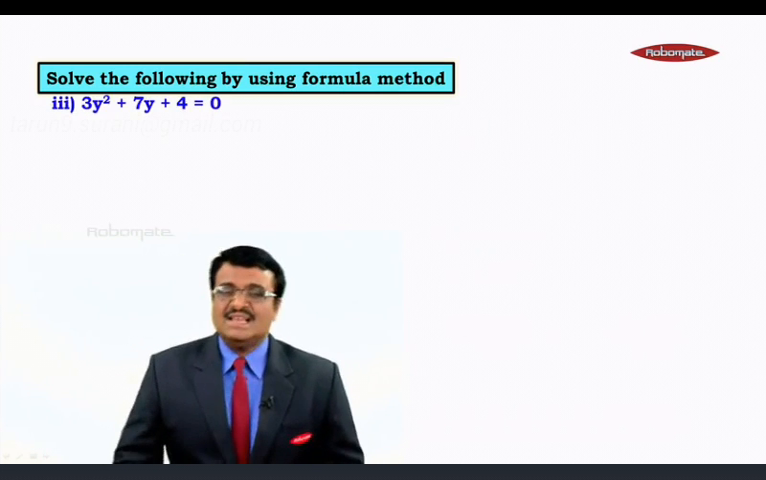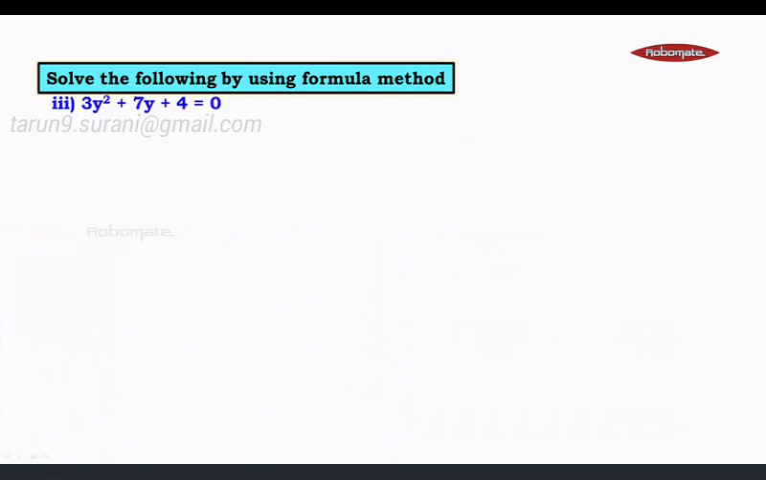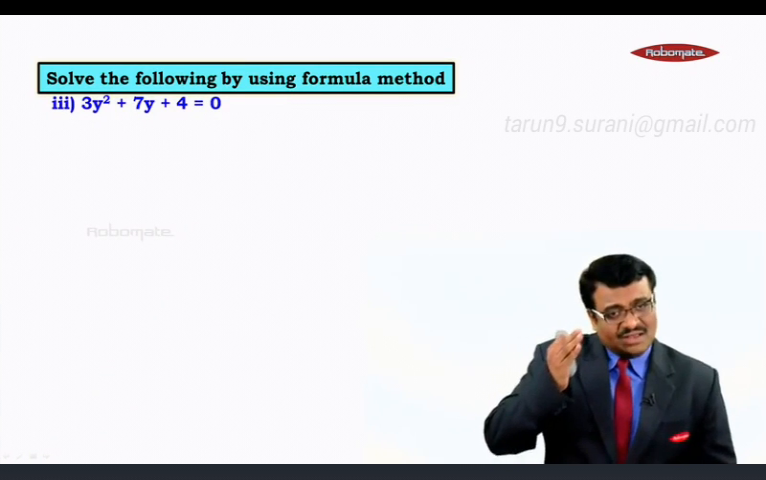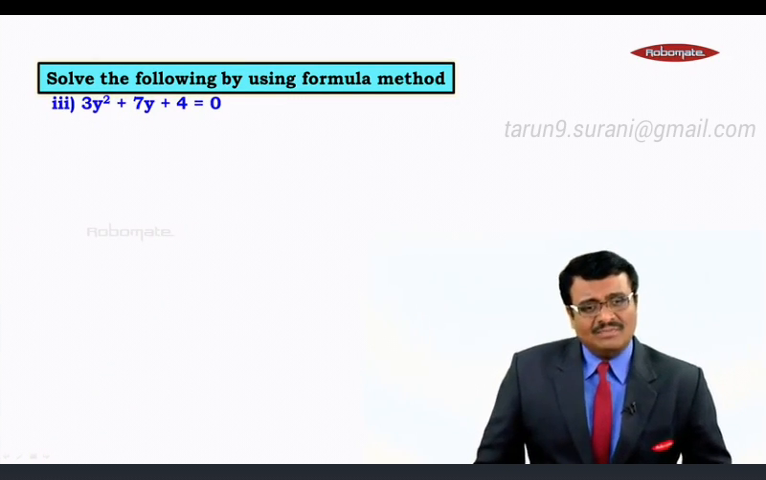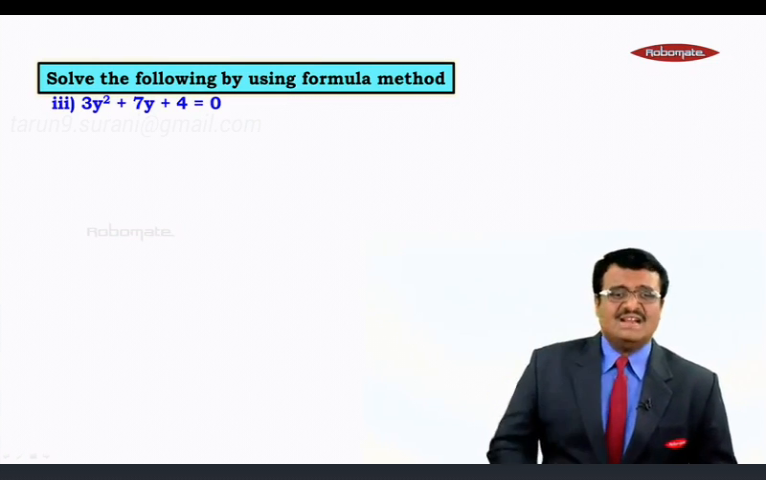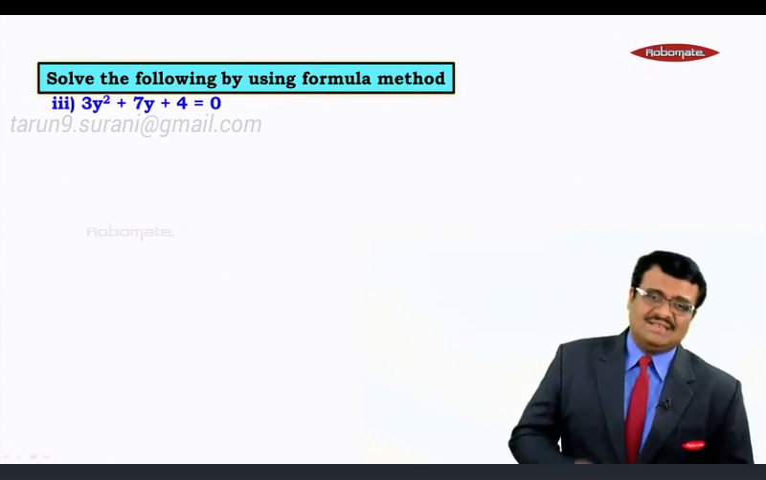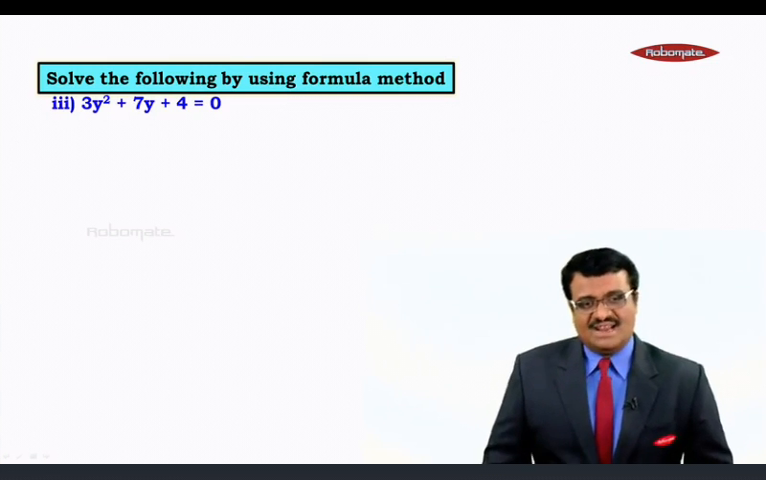And one more sum is this. 3y square plus 7y plus 4 is equal to 0. Now, this equation, is it in the standard form? The first step is that you have to ask yourself, is it in the standard form? Yes. There are 3 terms on the left side, 0 on the right side. It is in the standard form.